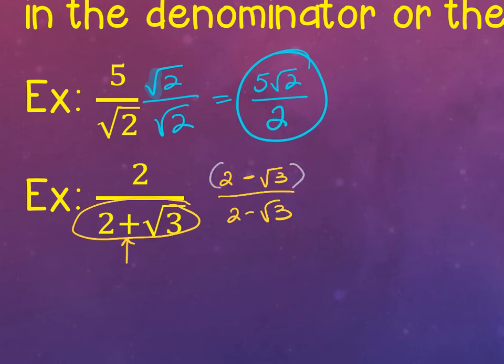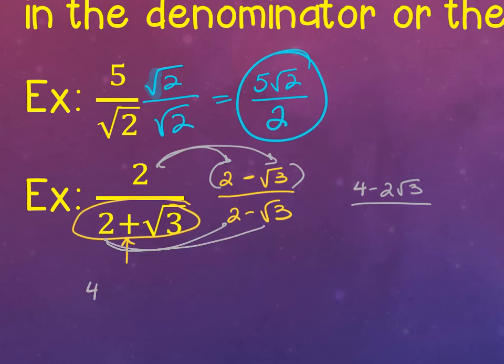So this would be like having this in parentheses. I'm going to distribute the 2 into both of these, and I get 4 minus 2 root 3 over, now I multiply out the bottom. 2 times 2 is 4. 2 times minus root 3 is negative 2 root 3. Root 3 times positive 2 root 3. Root 3 times negative root 3, negative 3. These cancel, and I get 4 minus 3, which is 1.